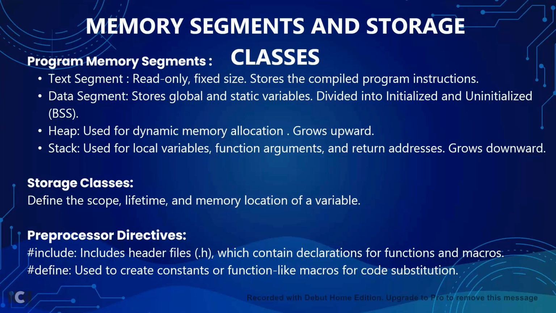Preprocessor directives include hash include and hash define. Hash include includes header files like .h, which contain declarations for functions and macros. Hash define is used to create constants or function-like macros for code substitution.